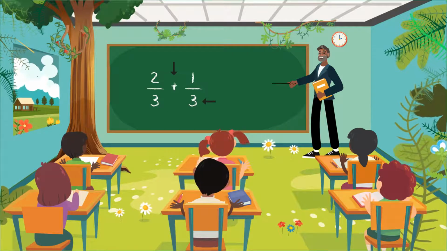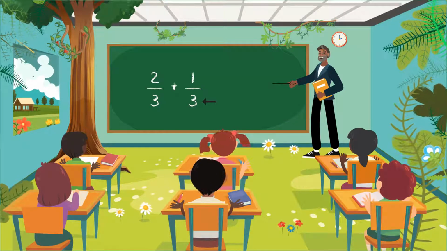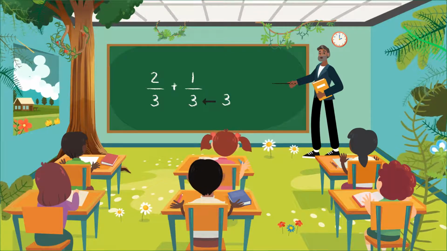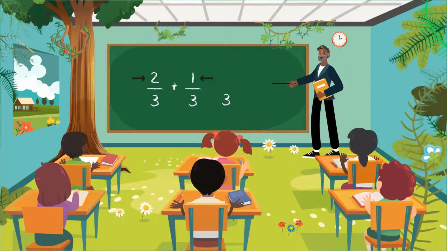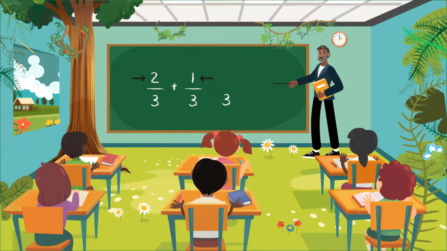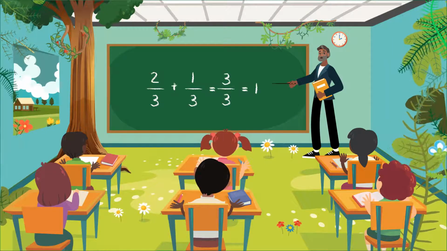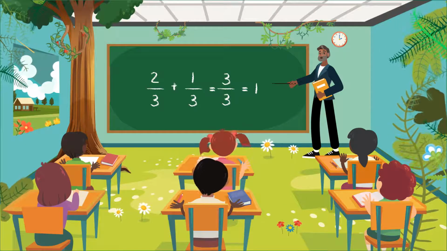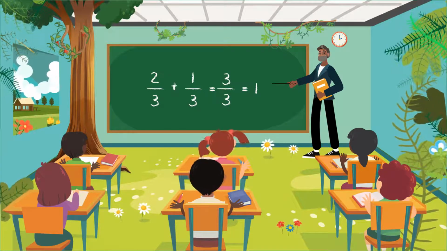Step 2, look at the denominators, the bottom numbers, to see if they are the same. Is my 3 the same? Yes, so we keep it the same. And we simply add the numerator. 2 plus 1 is 3. And 3 over 3 equals 1 whole. Anytime we see a numerator and the denominator that are the same, it's automatically 1 whole.